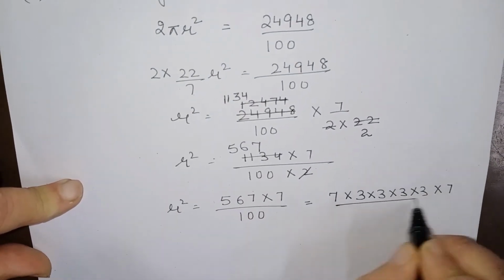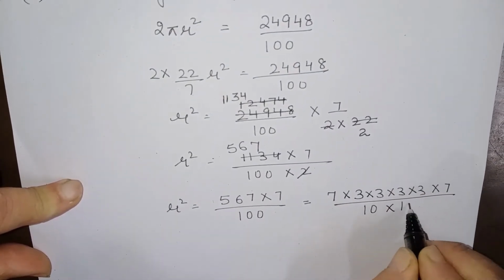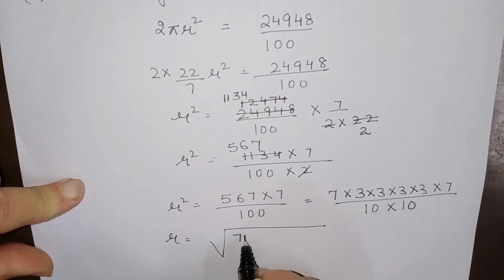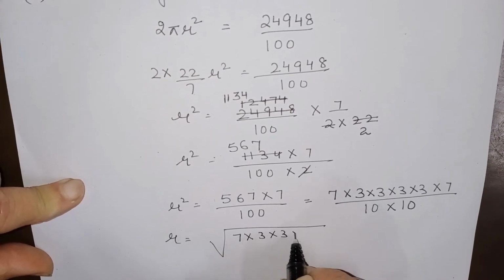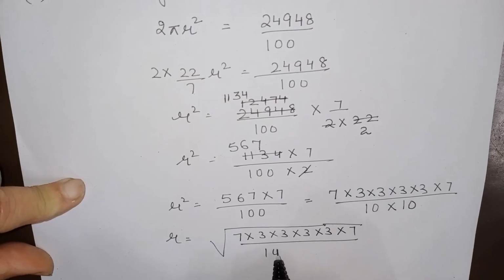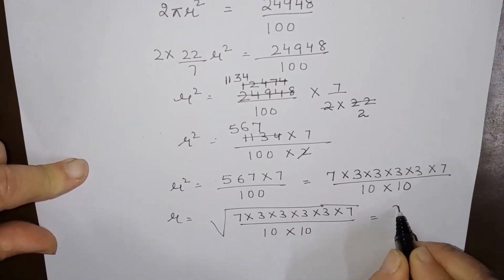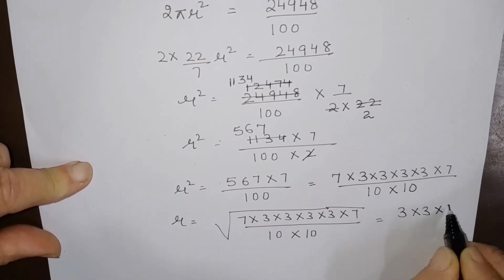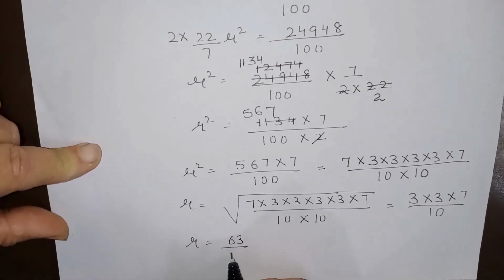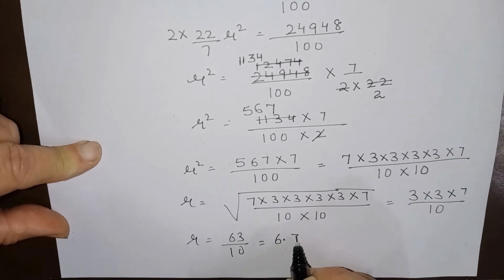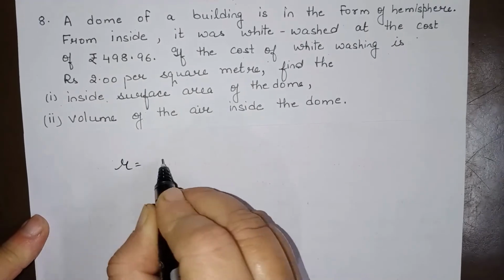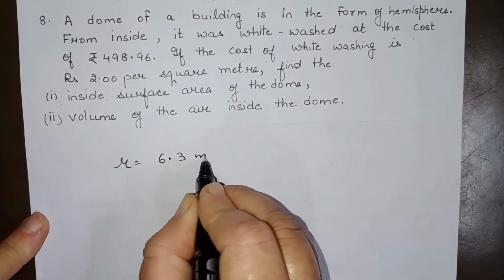This is 7. 100 is 10 multiplied by 10. So r will be the square root of 7 into 3 into 3 into 3 into 3 into 7 over 10 multiplied by 10. So this will be 3 into 3 into 7 by 10, which is equal to 63 over 10, which is 6.3. So r here is 6.3 meters.